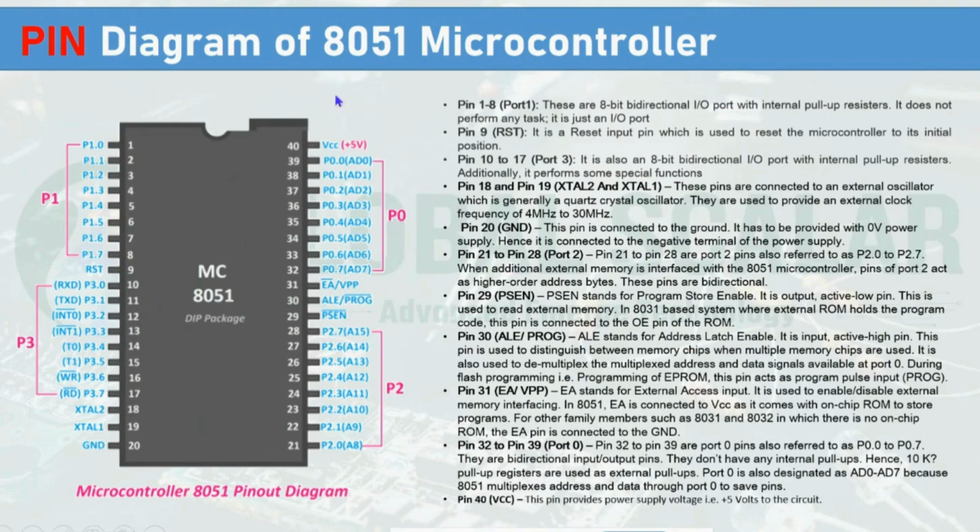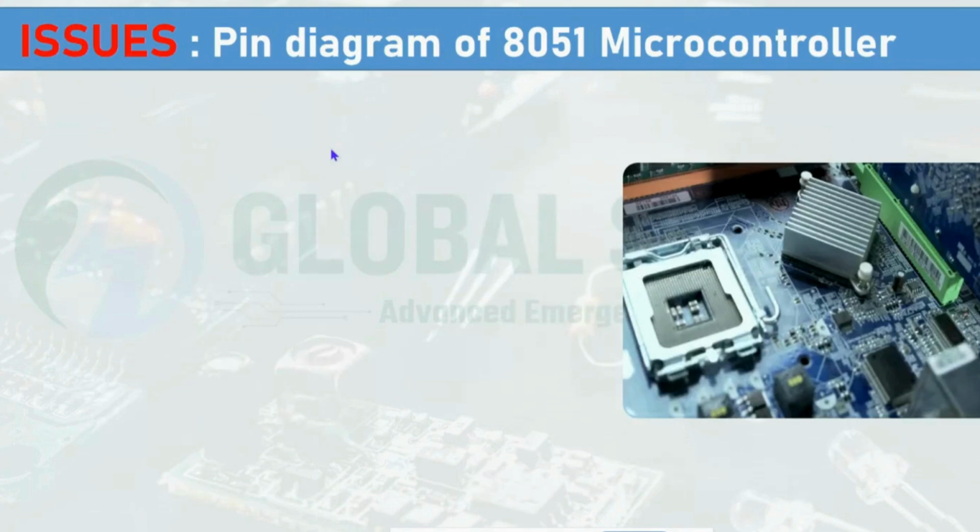And next we have the power supply. So here the pin will supply plus 5 volts. That is the initial phase of the controller which is defined. So this is the pin diagram of the microcontroller.